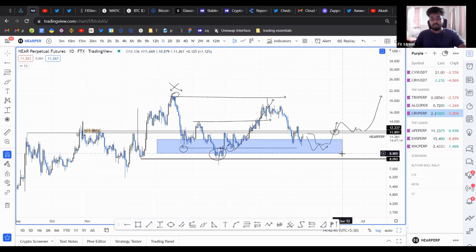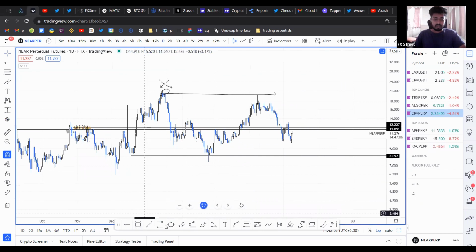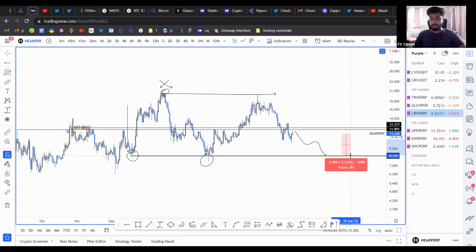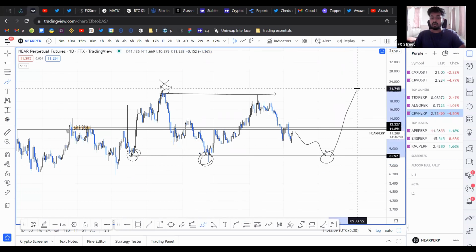Again, let me just, so this is done. There is another possibility for a triple tap setup. This is the first tap, this is the deviation. Even if you go down roughly 27% from where we are right now, I think $8 would be a really good buy because this would again set up a triple tap setup, which would allow NEAR to go to $20.